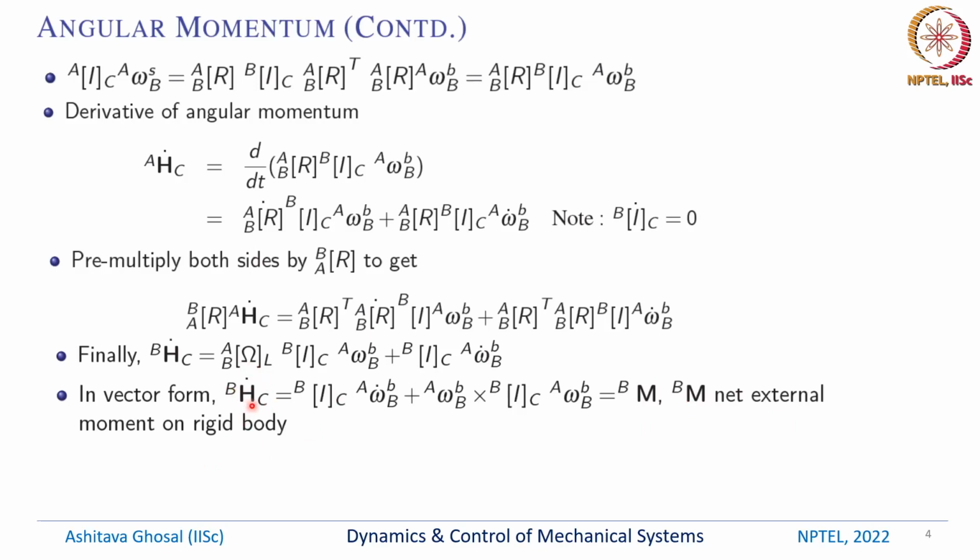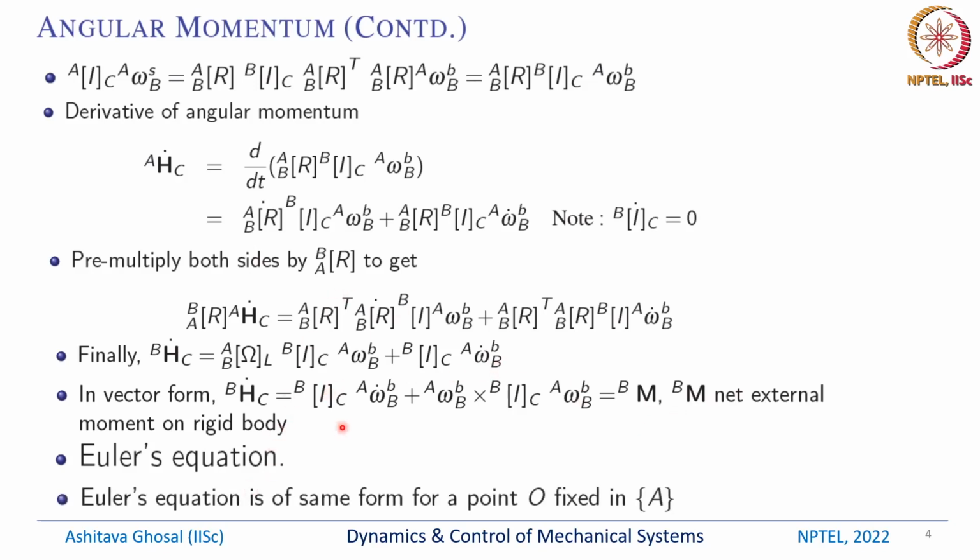So this is well known. The change of linear momentum is equal to the external force. The change of angular momentum is equal to the external moment which is acting on the rigid body. This is the well-known Euler's equation.